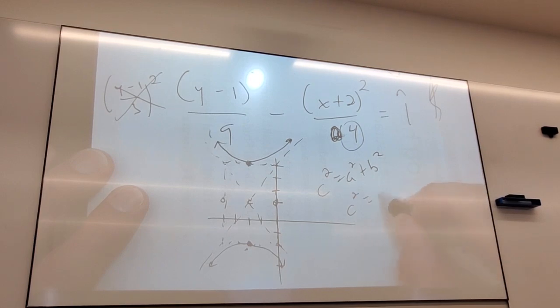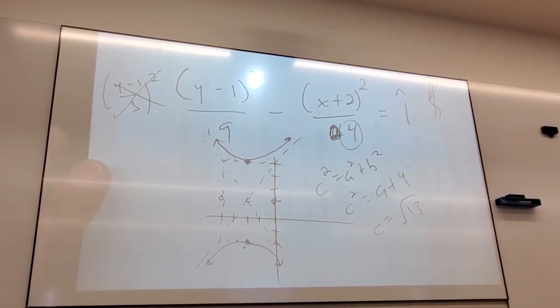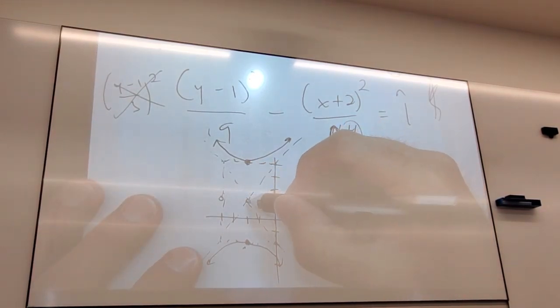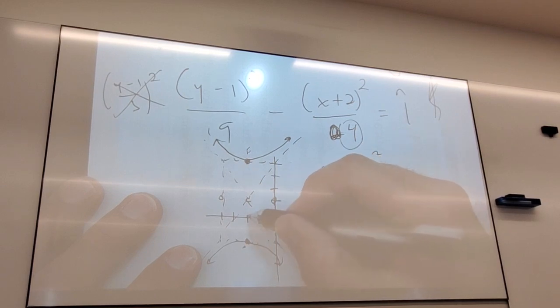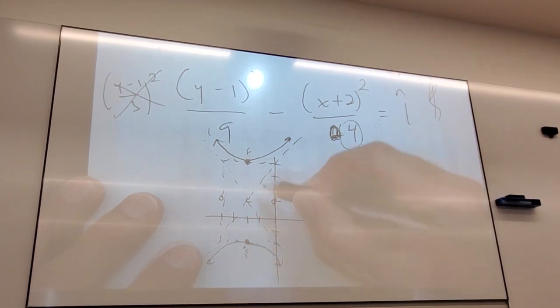So in this case, it would be 9 plus 4, square root of 13. Square root of 13 is roughly 3 point 2 something. So I move away from the center 1, 2, 3 point something. That would be the two foci.